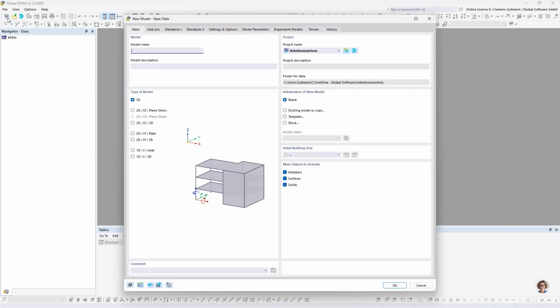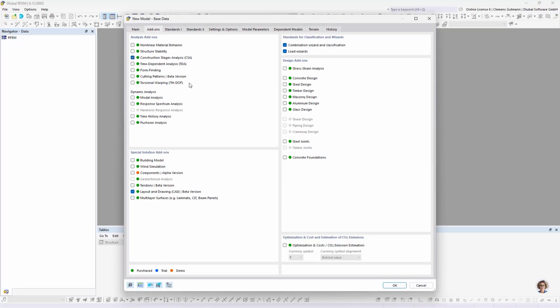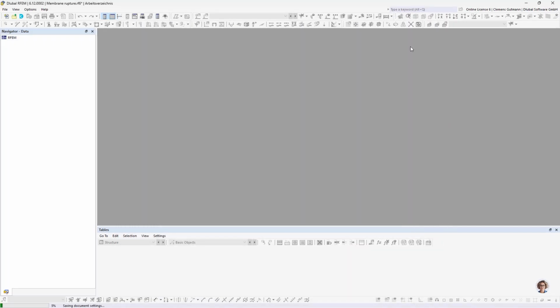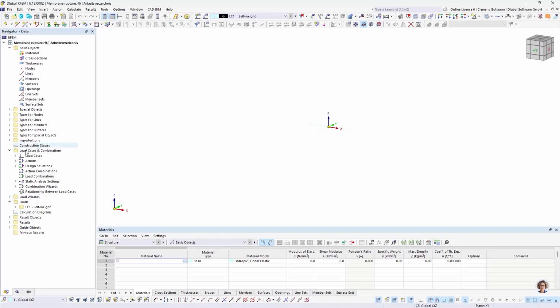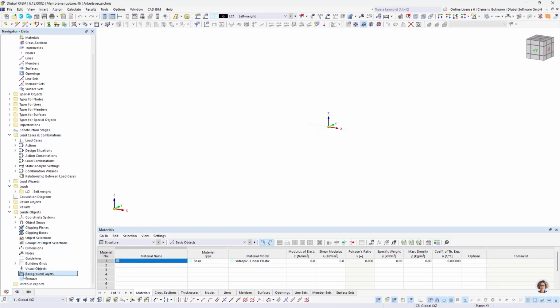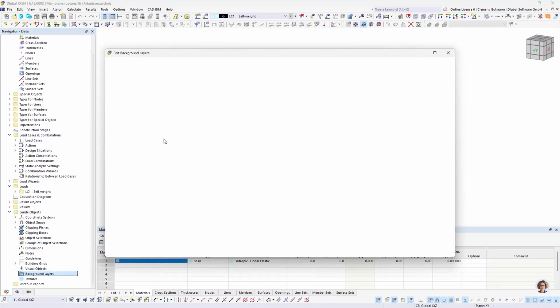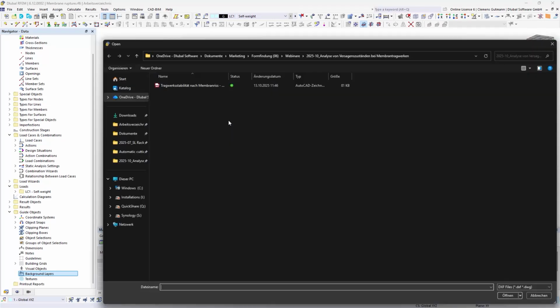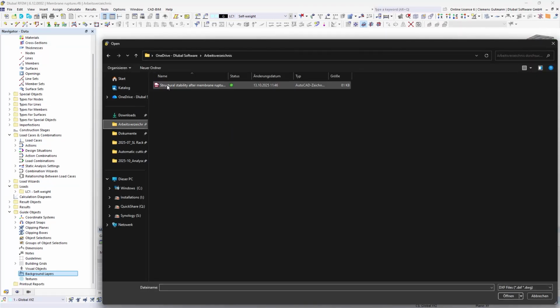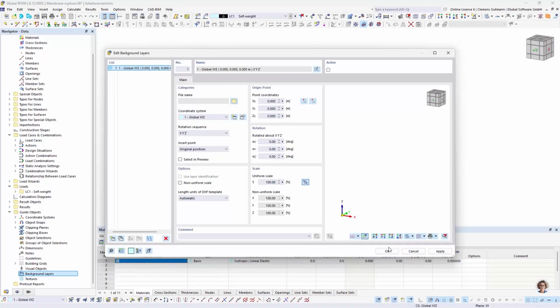for the first case. I'm going to call that membrane rupture. For this, I don't need solids, but I need the construction stages add-on because we are looking at different states of the model, as well as the form finding add-on for the initial form finding. I have the base geometry in a DXF file. So I'm going to import this into my model.